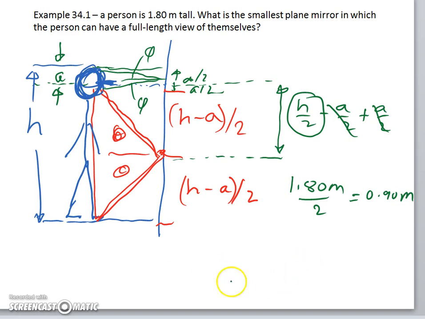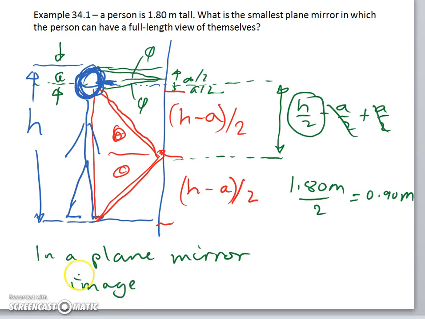Okay, and although we've particularized this for a person, it is true that in a plane mirror the image height or size, because it doesn't matter in fact whether it is the width or the height, is equal to half of the object size. Okay, and we're done.